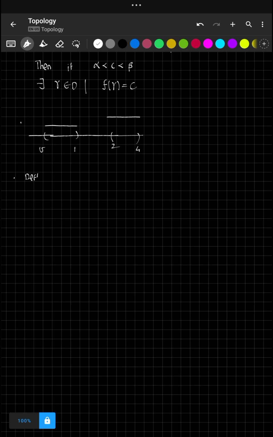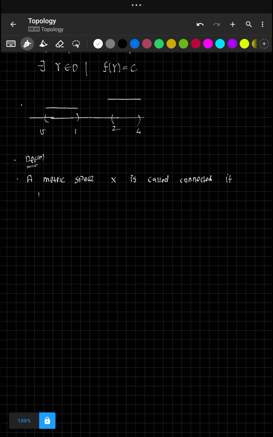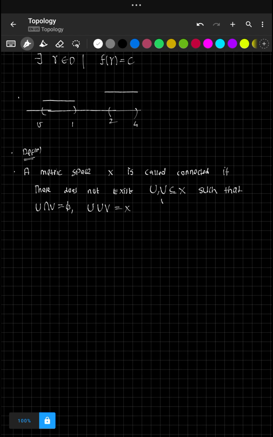Definition: a metric space X is called connected if there does not exist two disjoint nonempty subsets, say U and V, that are subsets of X, such that U and V are nonempty and U union V is X. These are open, by the way. So this is what we mean by connectedness.